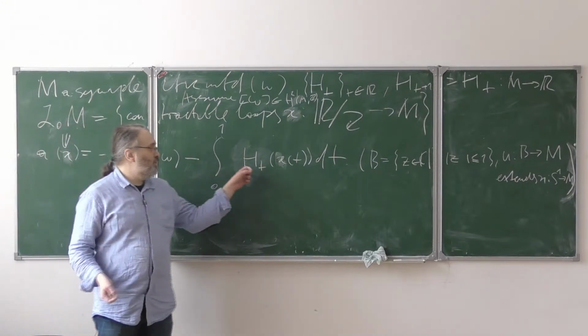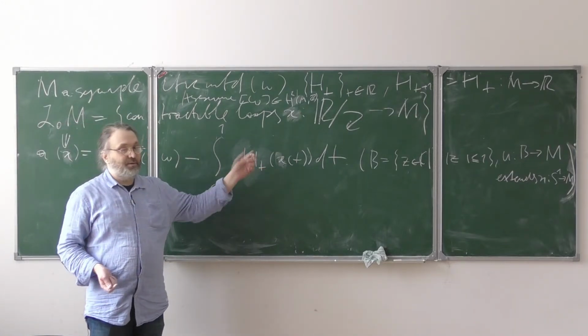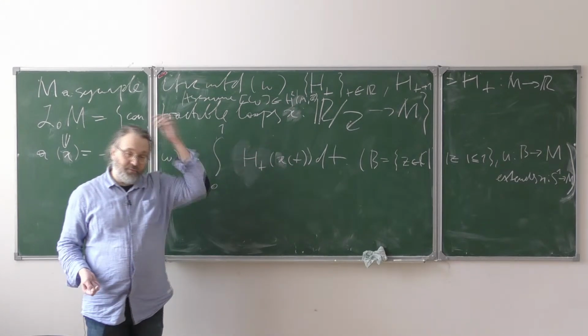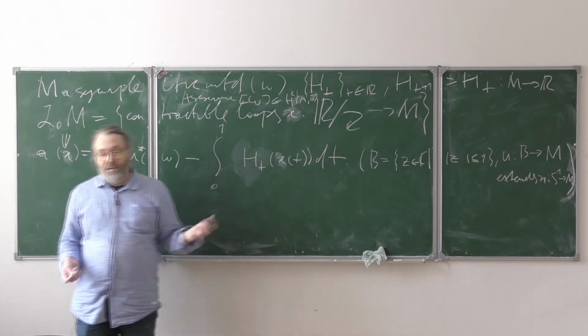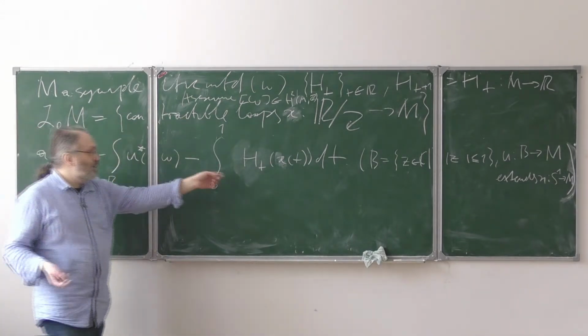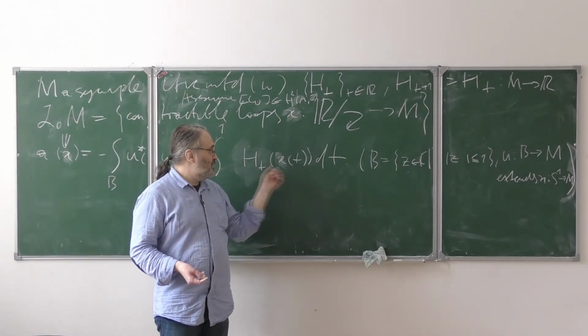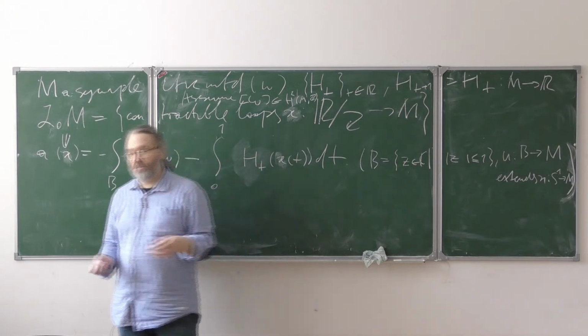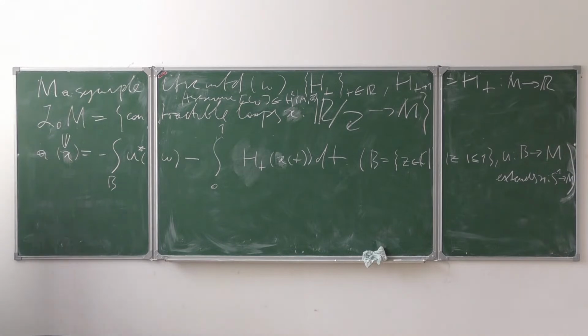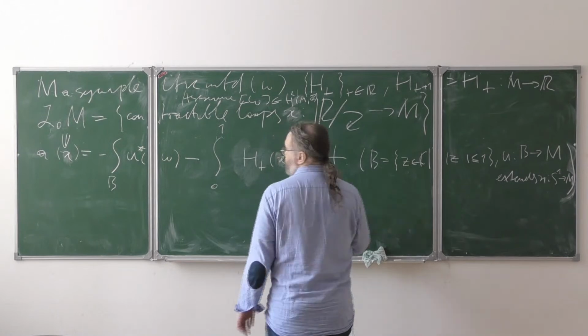So this part is clear. What is this? Well, h_t is a function. X of t is an element of M. We can take the value of the function, and we do this for every t. Then we integrate. The left part, U upper star, is the pullback. Yes, we pull back omega. We get some form on the disk B. Then we integrate along B. And this thing is well defined.